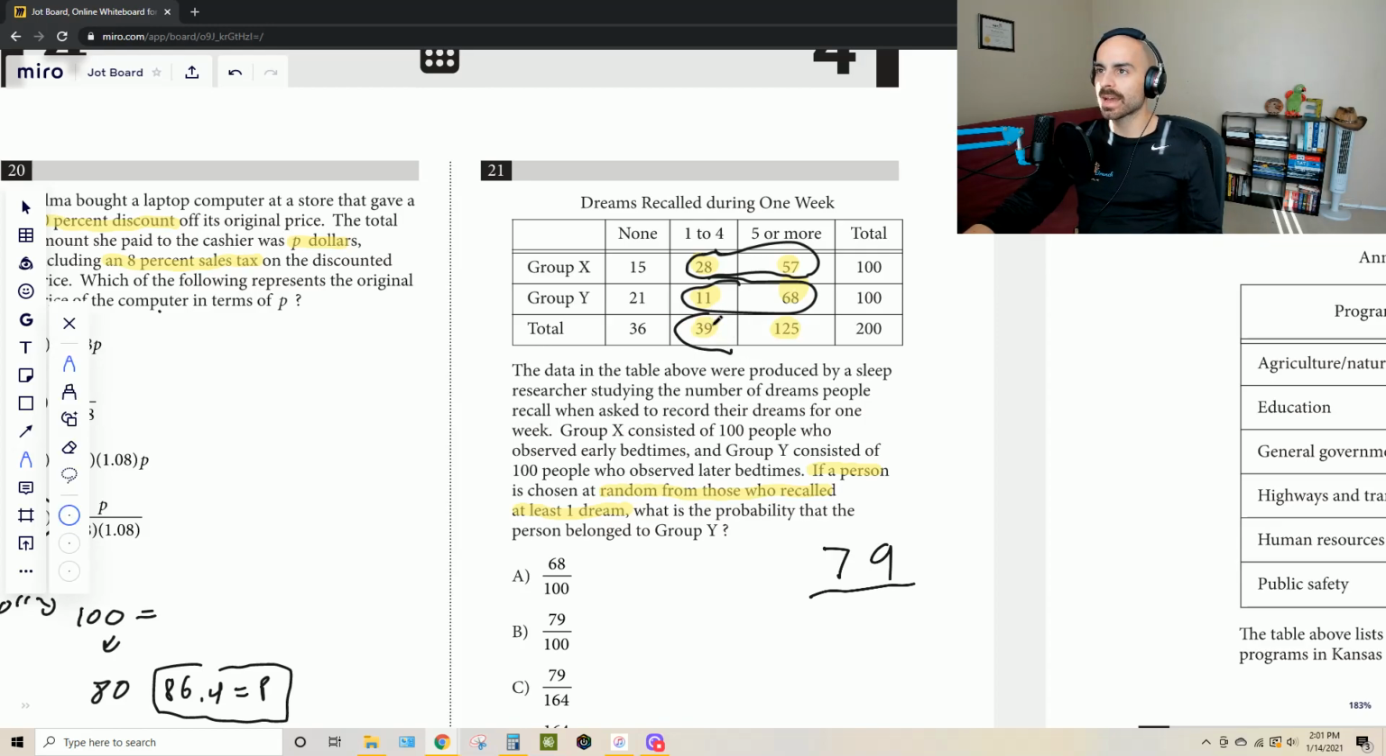So we really want to add 39 and 125, which gives us 164. And then that gives us C here. So again, the reason that the denominator is 164 is because if they're chosen from those who recalled at least one dream, that means whether you're an X or Y, you had one dream. They want to know of those that had at least one dream in X and Y, how many of those came from just potentially Y.